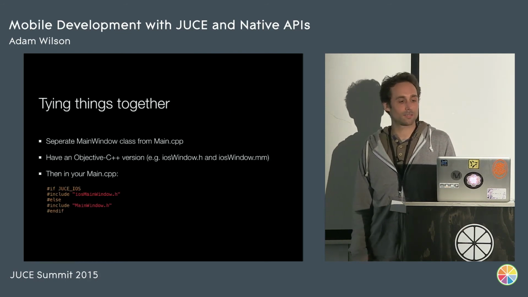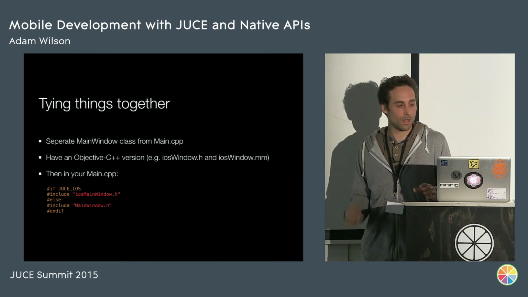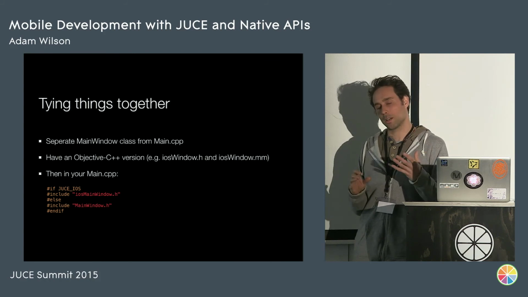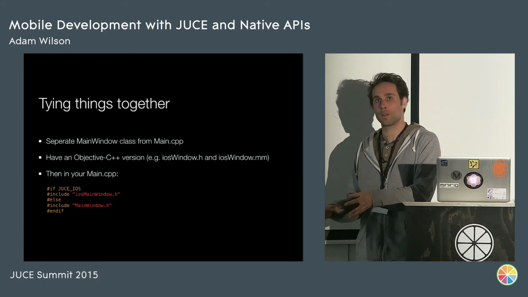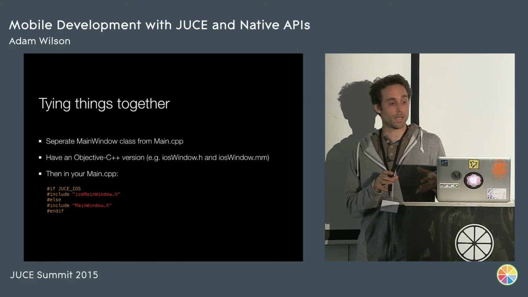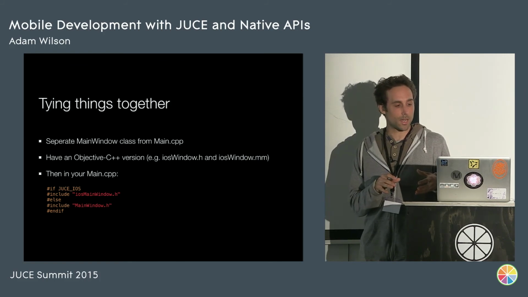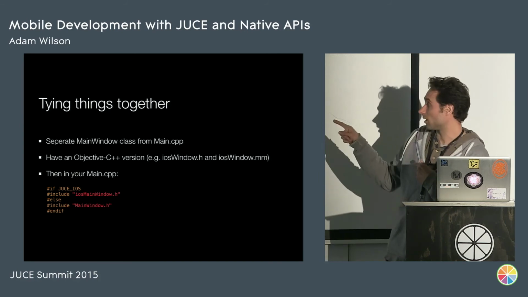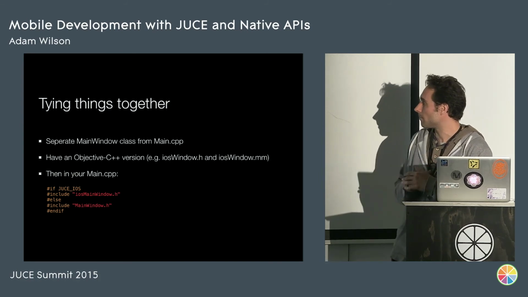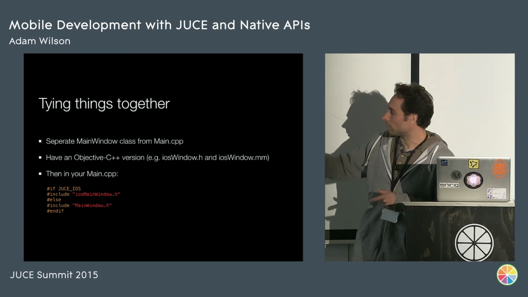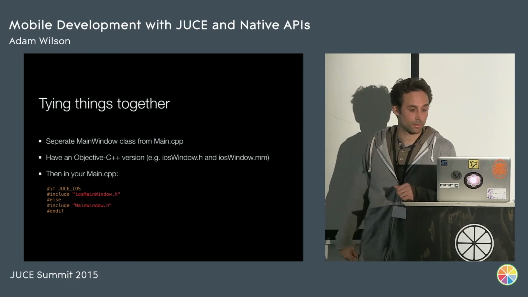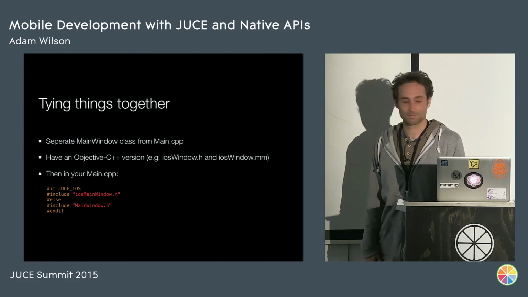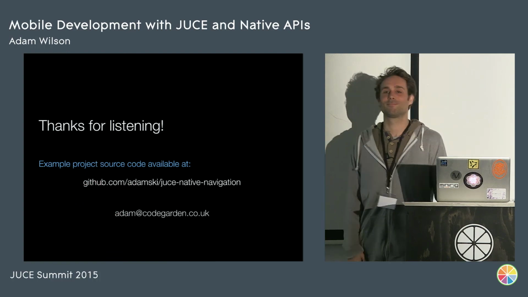So, tying things together, the way I've achieved this in one project is, like I mentioned earlier, I've separated out the main window class from the generated main.cpp, and I've called the Objective-C++ version that I've just run through iotwindow.h and iotwindow.mm, and then in my main.cpp I just do a selective include. Yeah, and that's basically it. So thanks for listening.